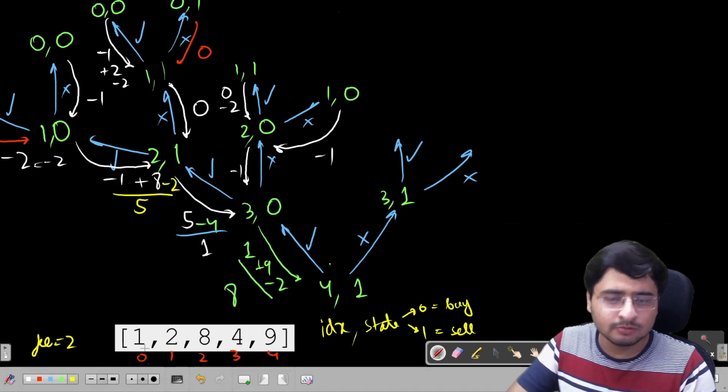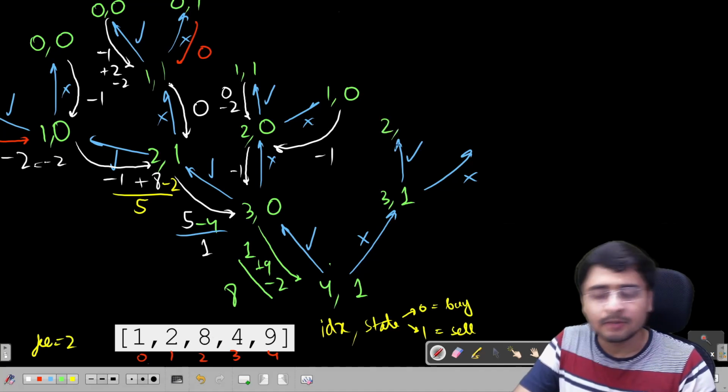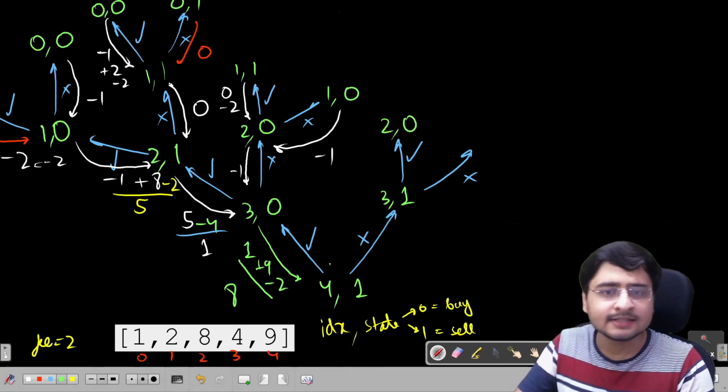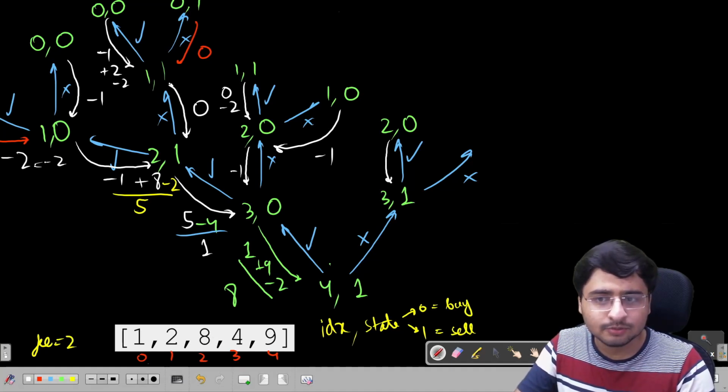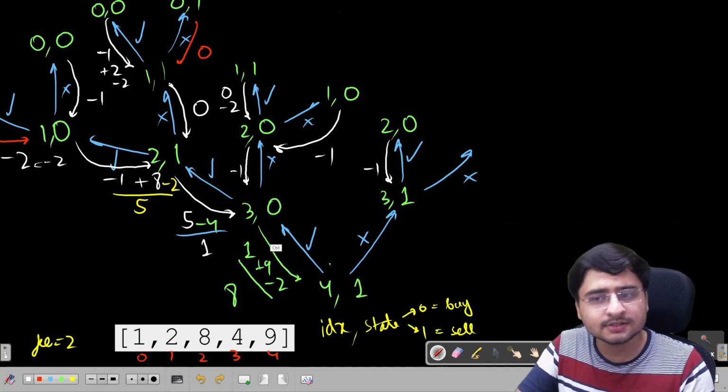The control will be transferred to the previous day, but with what state? Buying state. And 2,0 returns what? It always returns -1. So -1 is returned from here. Why did I say that it returns -1? Because we've already calculated this.